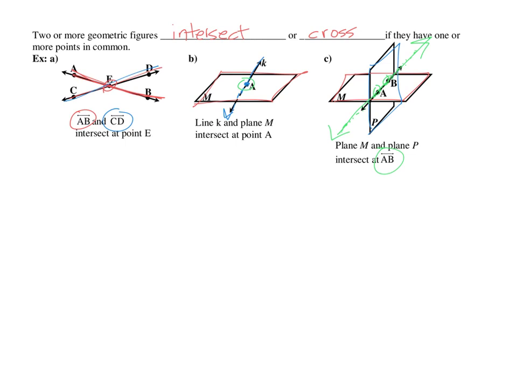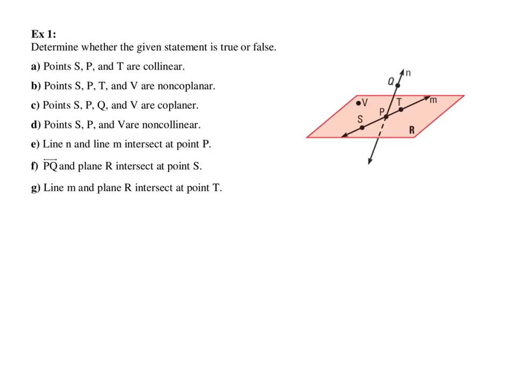All right, let's get some practice working with some examples now to understand how all this comes together. Determine whether the given statement is true or false. S, P, and T are collinear. Analyze the diagram. Are they collinear? That would be true. S, P, T, and V are non-coplanar. No, that's false. They lie on plane R.